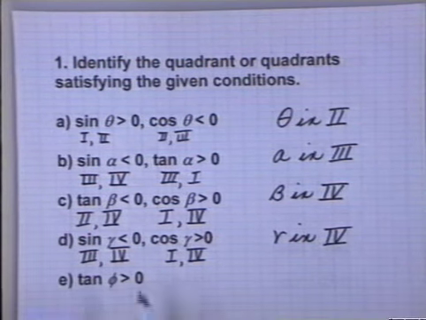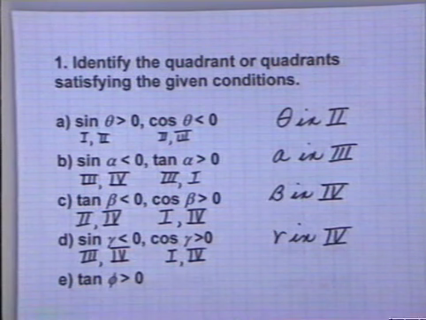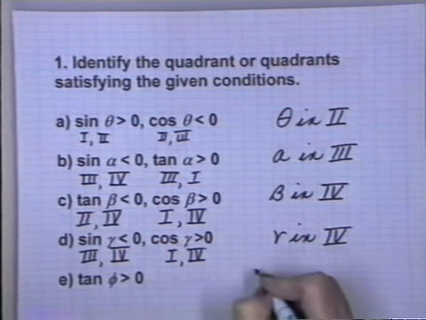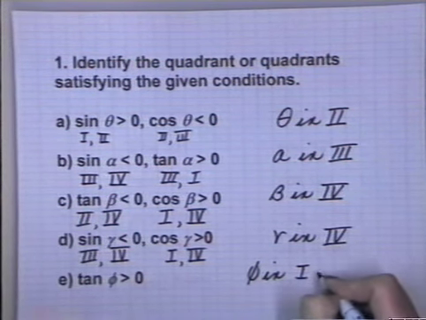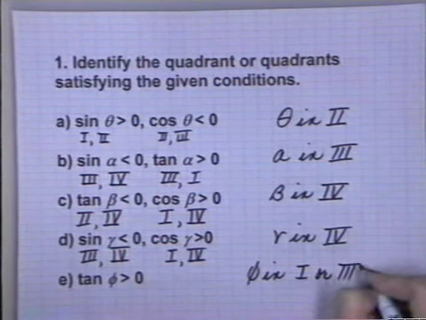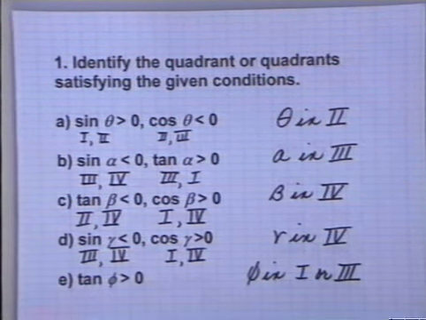And last, the only information we have is the tangent of phi is greater than 0. Well, that would either be that phi has a terminal side in the first or the third quadrant, since that's all the information we have.